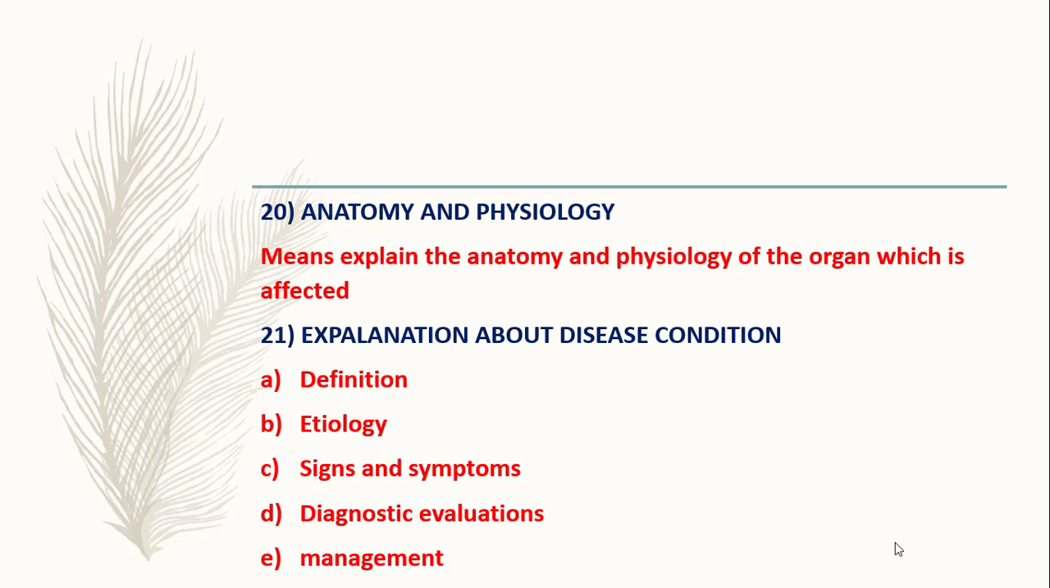There you have to explain the disease condition. For example, if your condition is paranoid schizophrenia, you have to write about paranoid schizophrenia. What is the definition of paranoid schizophrenia? What is the etiology of paranoid schizophrenia? What are all the signs and symptoms of paranoid schizophrenia? What are all the diagnostic evaluations they have done for this condition? And what is the management, that means medical management, nursing management. That you have to write properly under the disease condition main heading. So definition, etiology, signs and symptoms, diagnostic evaluations and management. That you have to write.